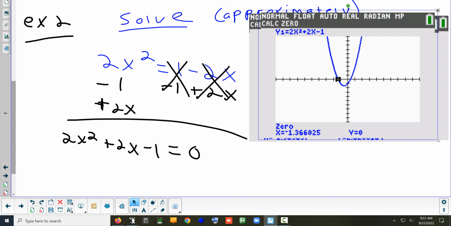If you want the exact one, you're going to have to do quadratic formula. And you'll end up with something like 2 plus or minus square root 5 over 7. You know, something like that. I just made that up. Any questions on how I got that one?